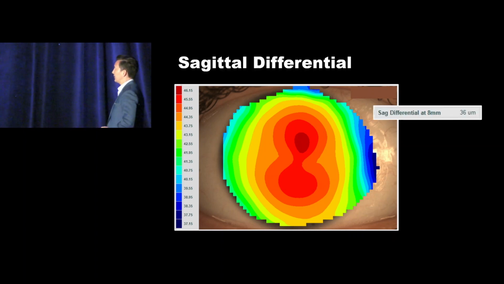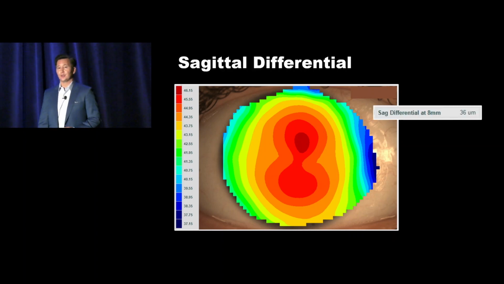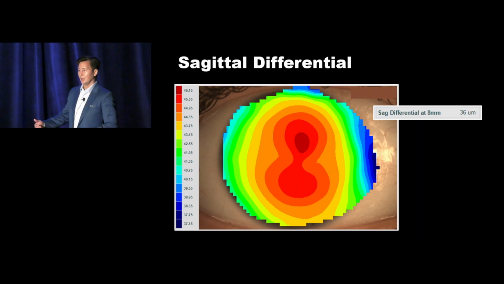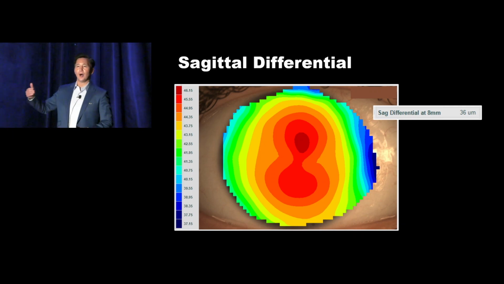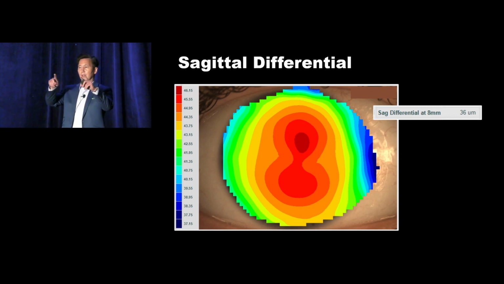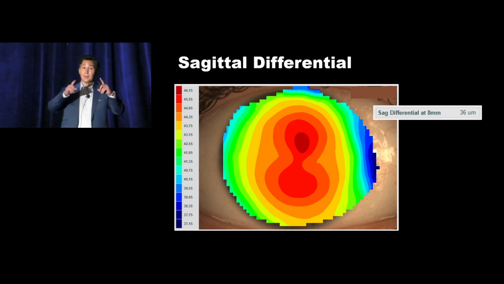So pupil size matters. Sagittal differential is one that you use to determine parameters. And it's kind of like looking at K readings. What are the Ks? How high are the sills? So sag differential looks at where the lens will land out at 8 millimeters.